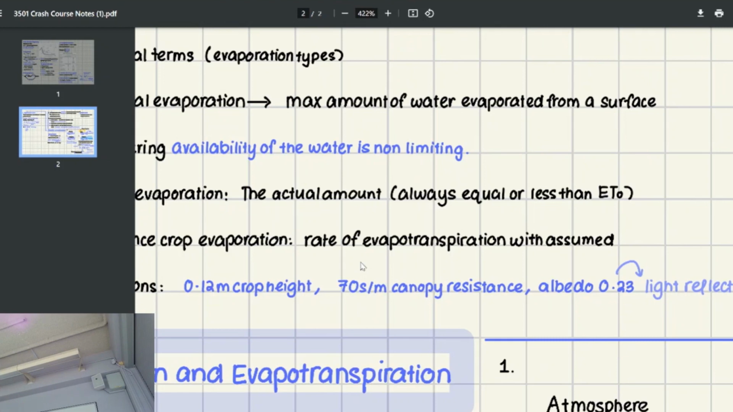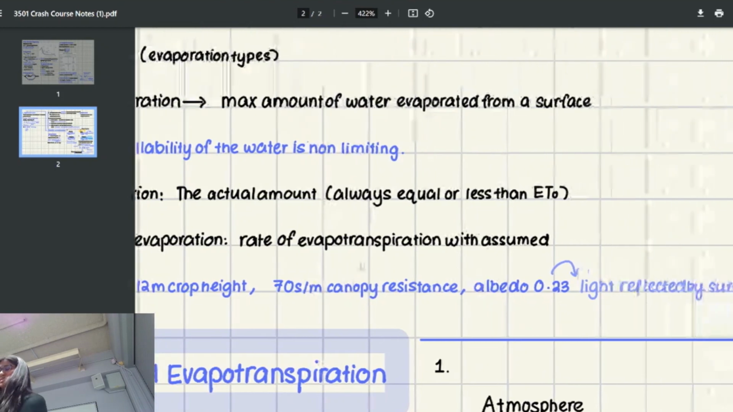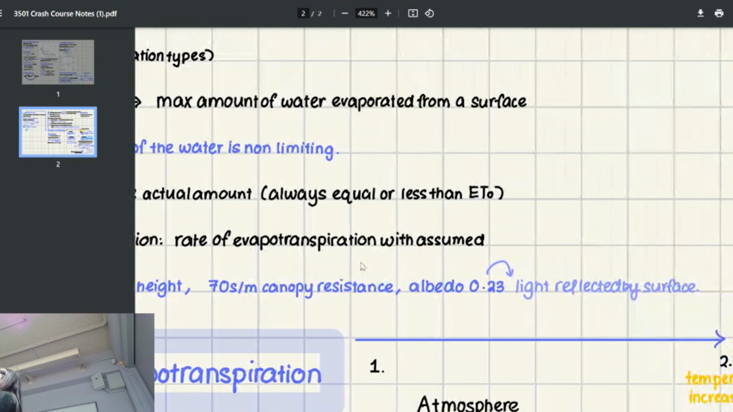Canopy resistance: the range of the crop height has to be from 0 to 12. The canopy resistance is always 70 seconds per meter. And then the albedo, which I mentioned before, the light reflected by the surface, is always going to be 0.23. Make sense?